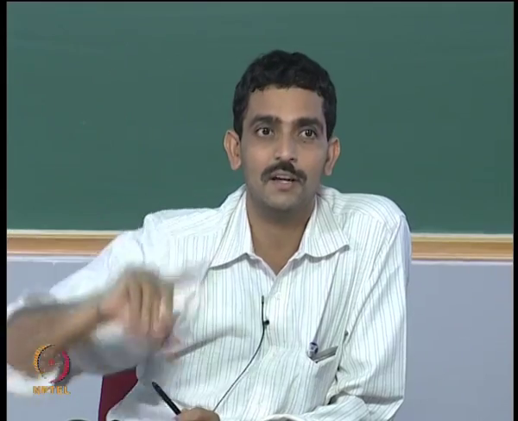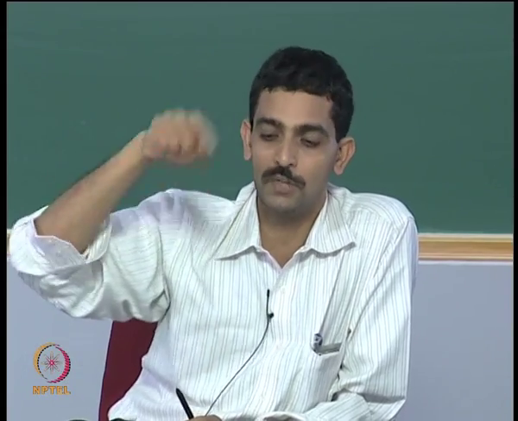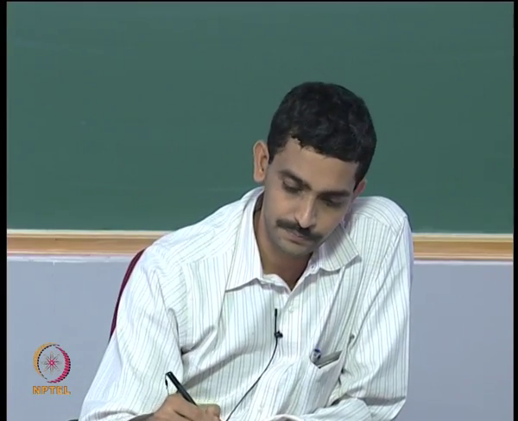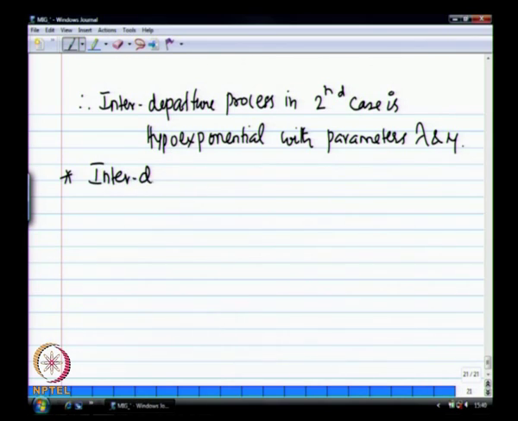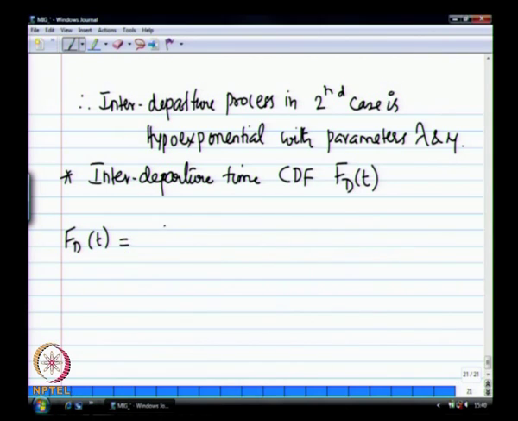1 minus rho is P naught, the probability that the system is going to be empty. So therefore the effective interdeparture distribution is simply the probability of the queue being empty times this F. So the interdeparture time CDF, we will call that FD of t, is given by rho into 1 minus e power minus mu t. This is the first part.